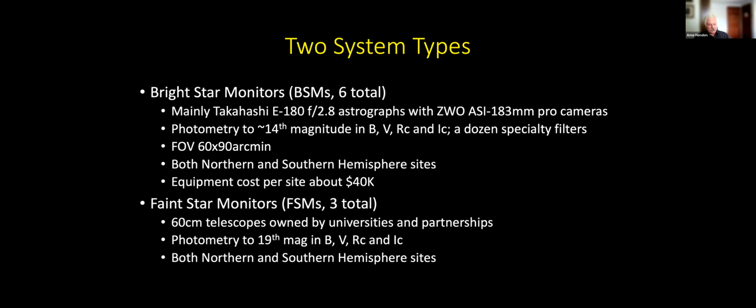And then we also have a number of faint star monitors, as we call them, telescopes in sort of the 20 to 24 inch class. It'd be nice to get some bigger ones, but those are the ones that we have available. And those are generally partnerships. The telescope is owned by a university or some sort of consortium, and we are given access to a fraction of the telescope time. They go quite a bit fainter. Usually they're in very nice sites, so you get good spatial resolution, as well as dark skies.